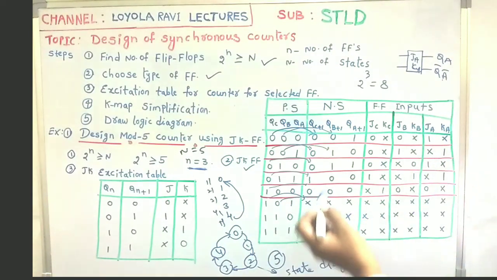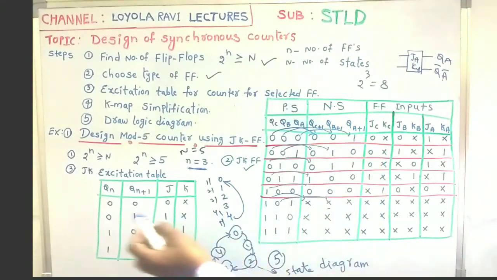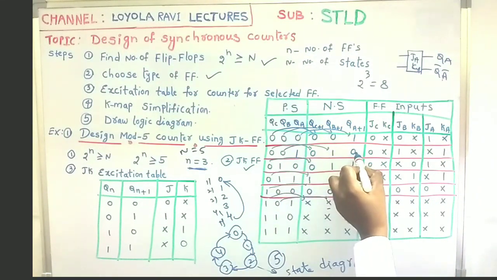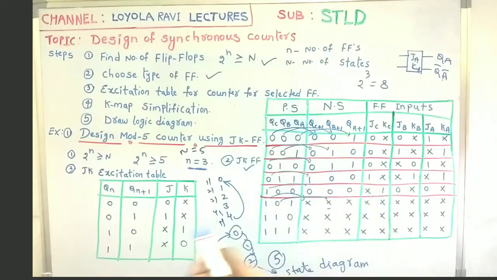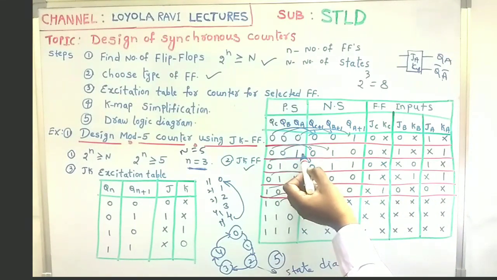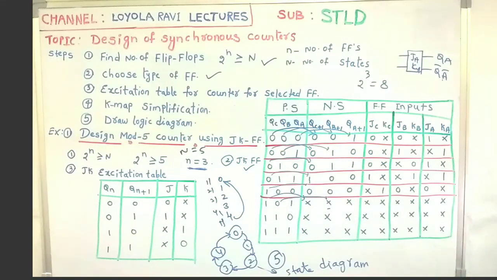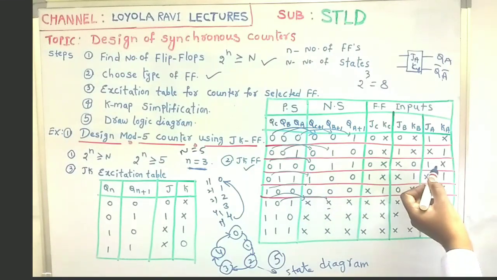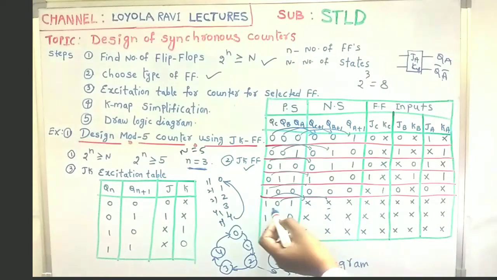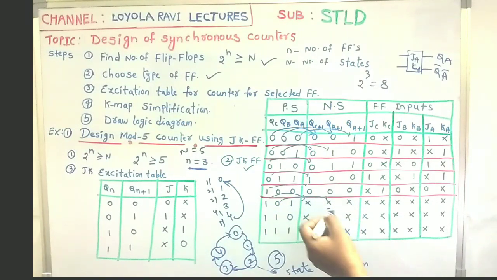Then for JAKA, QA to QA plus 1: 0 to 1, 1 don't care. Next, 1 to 0, don't care 1. And so on. You may write the remaining combinations also: don't care 1, 0 don't care. And again same, 5, 6, 7 are not our states. Those are from 1 or 0 to don't cares. That's why the corresponding flip-flop inputs are don't care values.